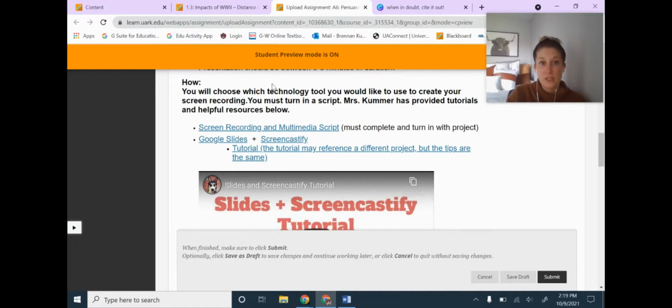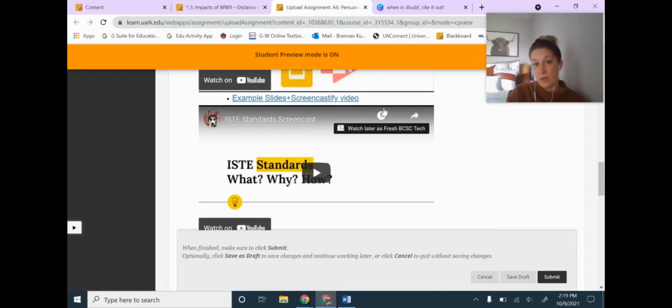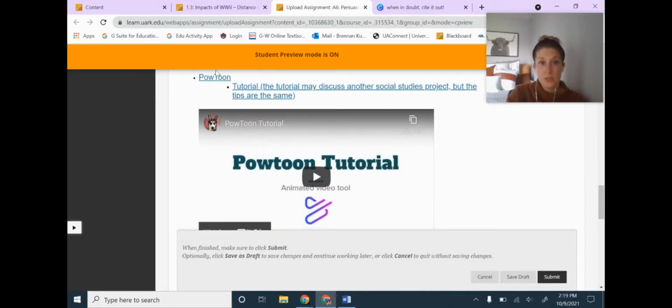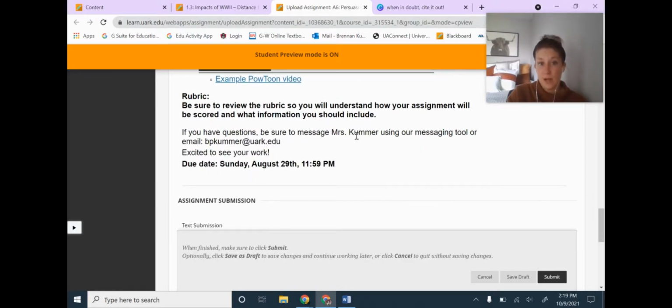All right, and then they get to choose again what technology tool they would like to use. So for this specific example, there is an option here to do Google Slides and Screencastify to make a screencast recording for their persuasive video project. And again, the teacher has created a link here to the specific resource, tutorial here, and an exemplar for the students to utilize. The other option here is to use a Powtoon. So again, tutorial here for the students on how to use Powtoon and an exemplar for them as well.